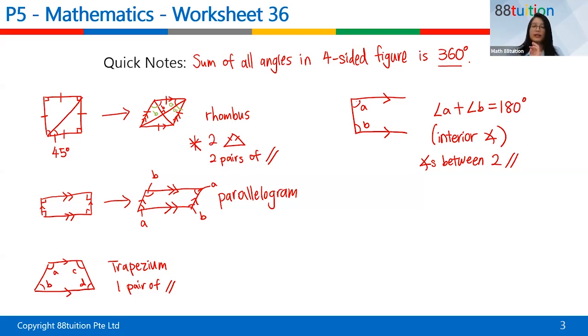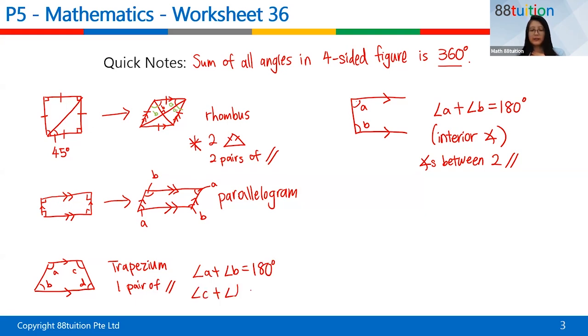Okay, continue. So this is called an interior angle. This is the definition: angles between two parallel lines. Very important because you can see that in a rhombus, there are two parallel lines, right? That's why this part here actually ends up being 180. Same thing, as long as that is 180, this one also. But for a trapezium, you realize that only A plus B is 180.